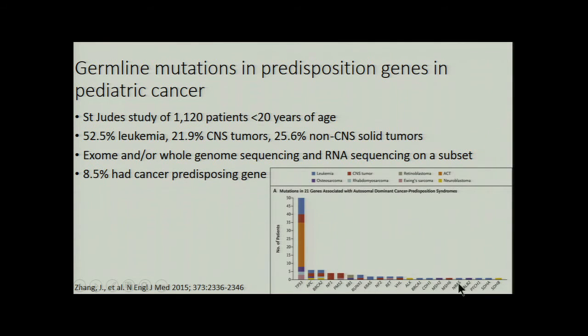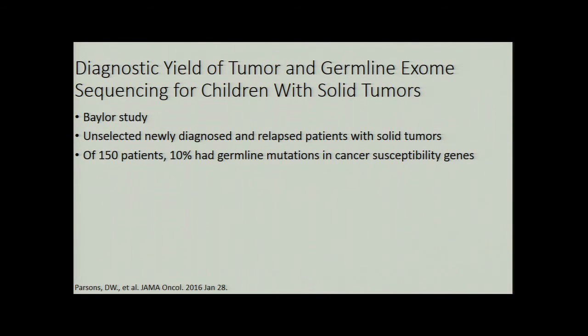They had mutations in 21 genes listed here, which you may not be able to see very well, but these mutations occurred in 94 patients, and you can see TP53 is by far the most common, with almost 50 patients having mutations identified in TP53. Baylor reported on a study using whole exome sequencing in tumor and blood germline samples from patients with solid tumors, newly diagnosed and relapsed. Out of their 150 patients, they found diagnostic germline findings related to cancer in 10% of their patient cohort.